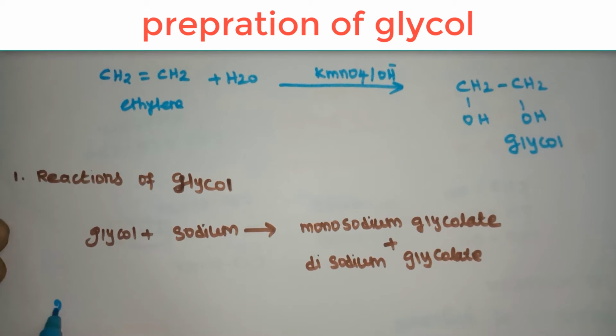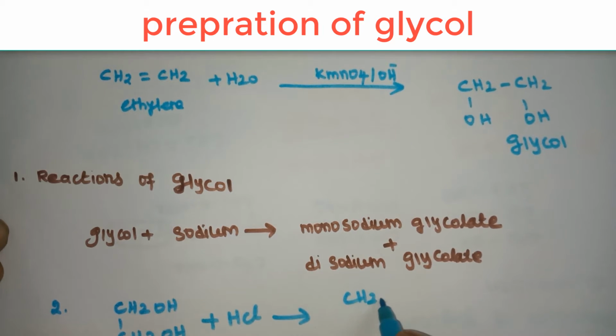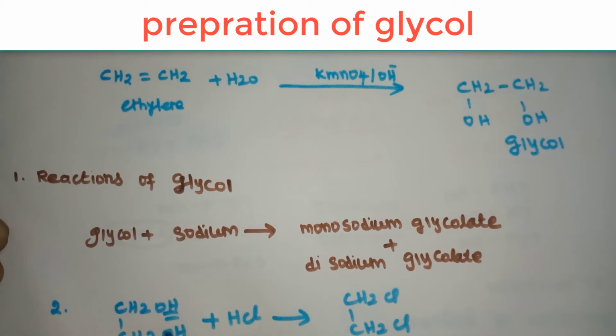Second one is that the hydroxyl group can be converted into a halide group by treating glycol with halic acid. When glycol reacts with halic acid, the hydroxyl group is replaced by a halide group. Example, CH2OH-CH2OH, ethylene glycol, reacts with hydrochloric acid to form dichloroethane. That means 2 hydroxy groups are replaced by 2 halide groups.